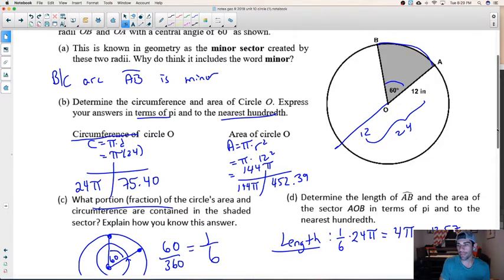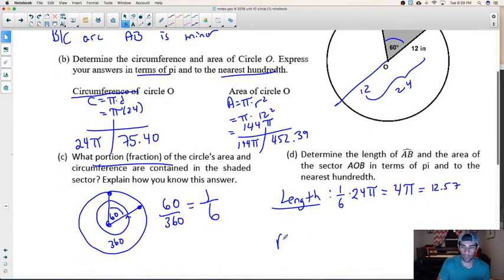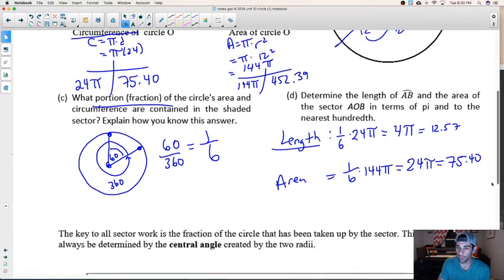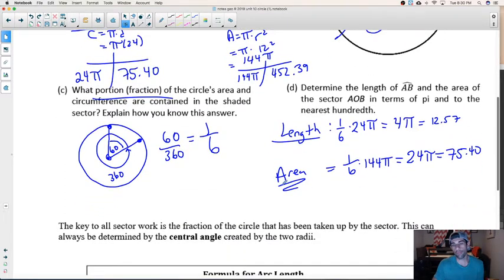And you're going to do the same exact thing for area. For area, the entire circle is worth 144 pi. But I only want the area that's bounded by that 60 degrees. So then the exact answer would be 24 pi. And I started to actually do some work, and it was 75.398. So it's 75.40. That would be the area of the sector.